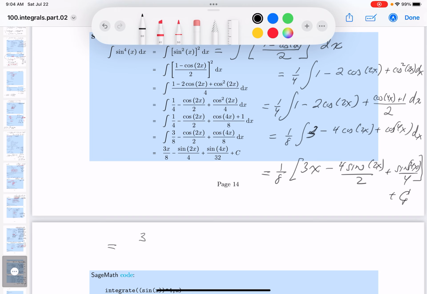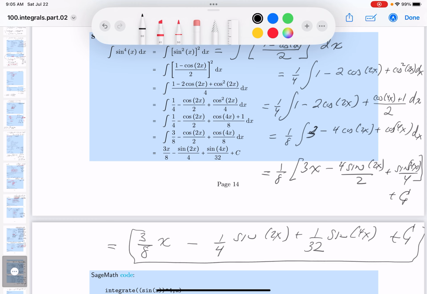You get 3/8 of an x minus, let's see, you get 2/8 is a quarter of a sine of 2x. And then what do you get there? It looks like you get a 32nd sine of 4x plus c. I'm going to commit to this answer, and then we're going to look at the key and see how we did.